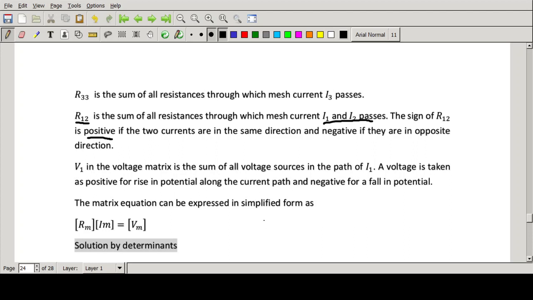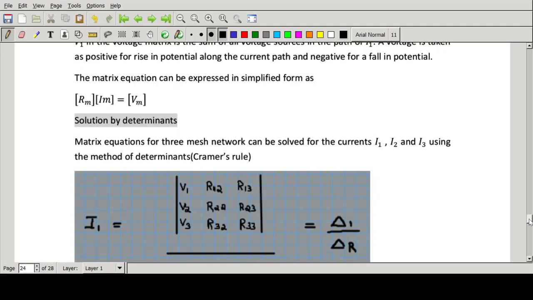That is, when you have a voltage source, you see the sign convention. As per the sign convention, you see the direction of the current. If the direction of the current flowing from the EMF is the same as the direction of the mesh current, you take it as positive. Otherwise, you have to take it as negative. Then the next step is like this.